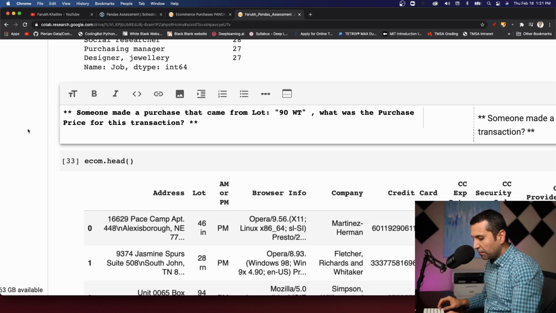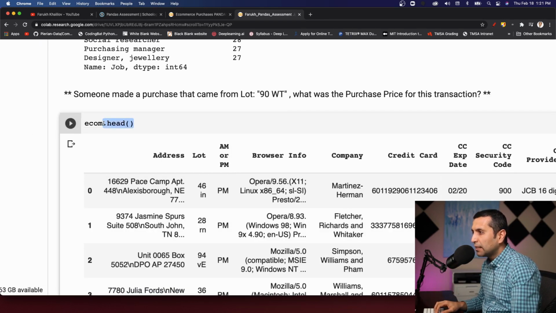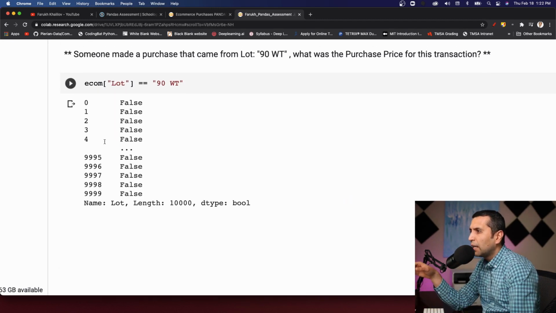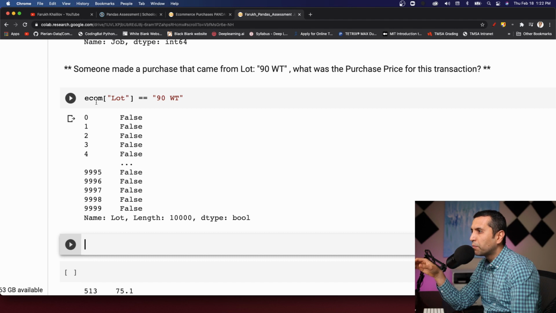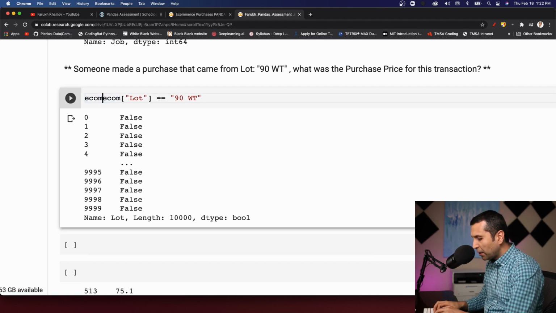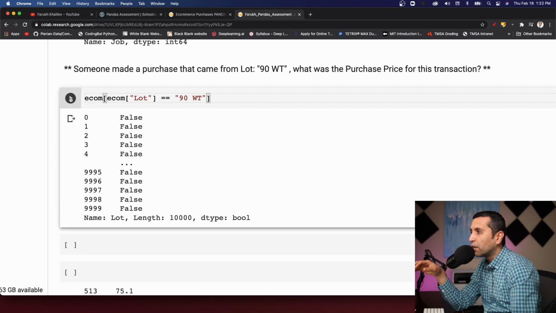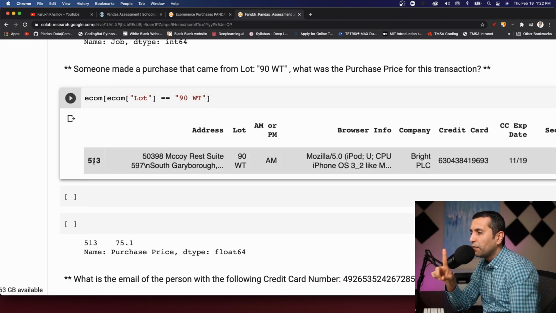Okay, so let's see. What I can say is, from my ecom, let me bring my lot, which is equal to 90WT. Let me run it. It says false, false, true, false. Perfect, so I have my Boolean. Right after, I will bring my data frame itself. If you put it that way, it is going to bring your entire data frame with that condition only. So it looks like yes, we have one person who bought that one, 90WT. Perfect. But the question is, what was the price?